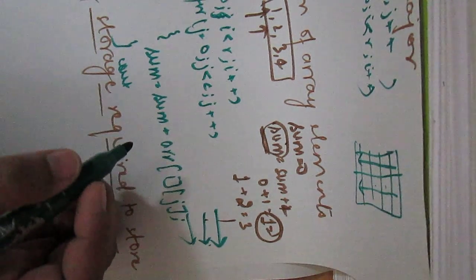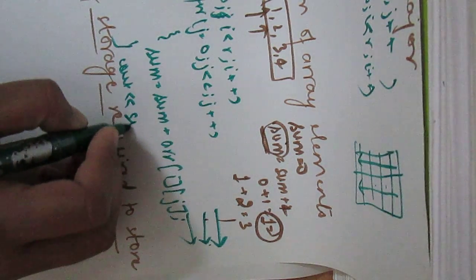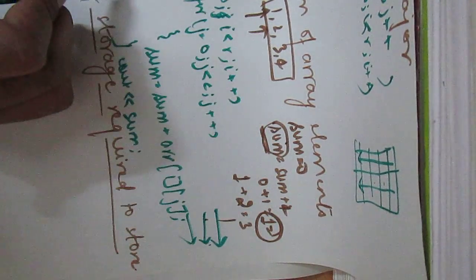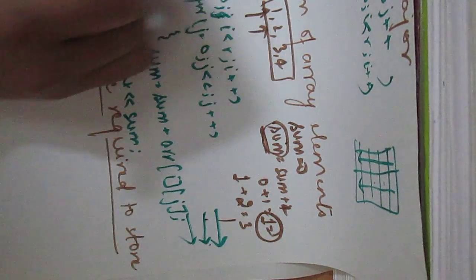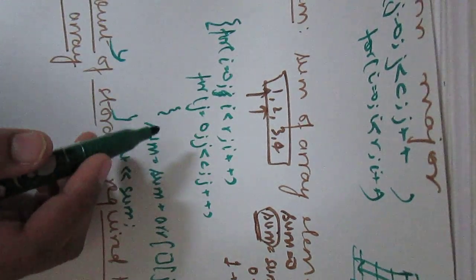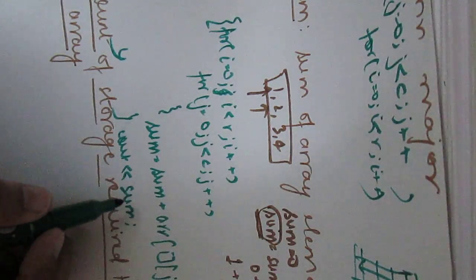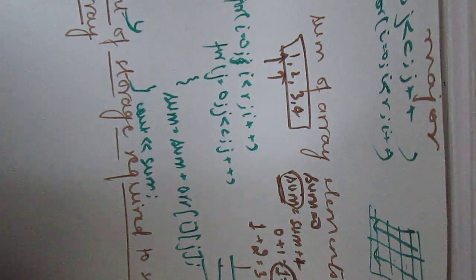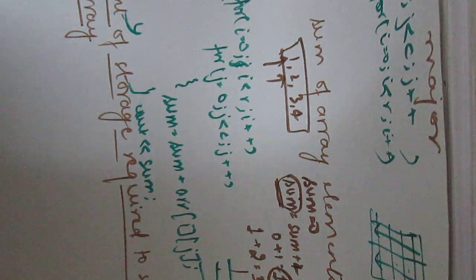Let's see, we have cout sum. After this for loop, after the for inside a for, we'll cout the sum. In C++ we use cout. Then what's the sum? Sum of every array element. I mean sum of the whole array.